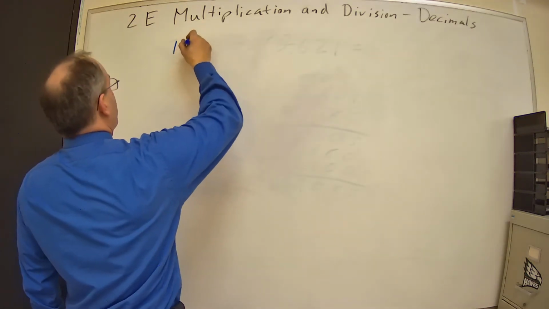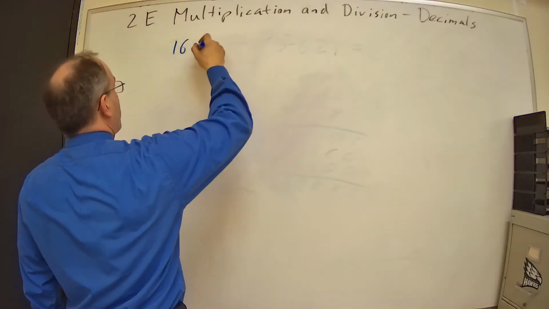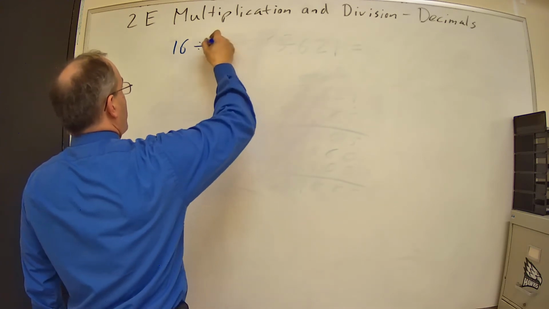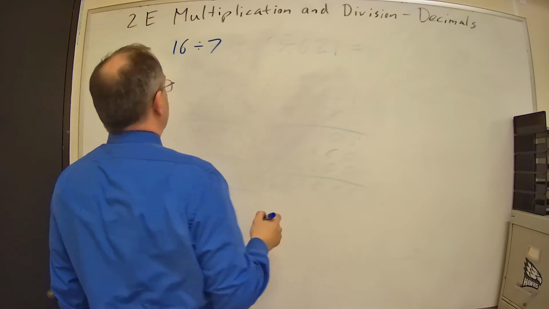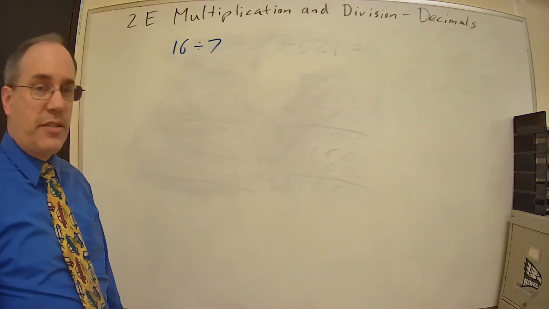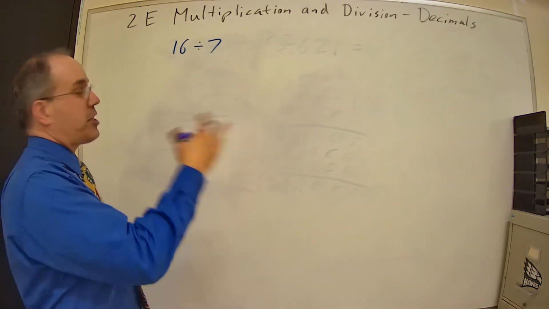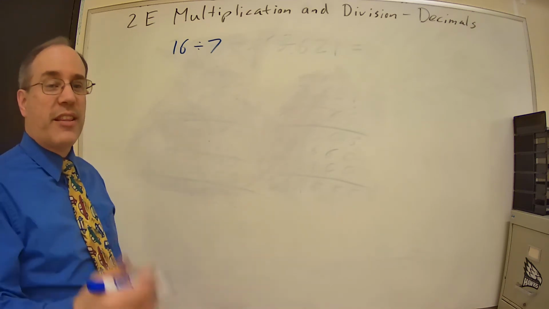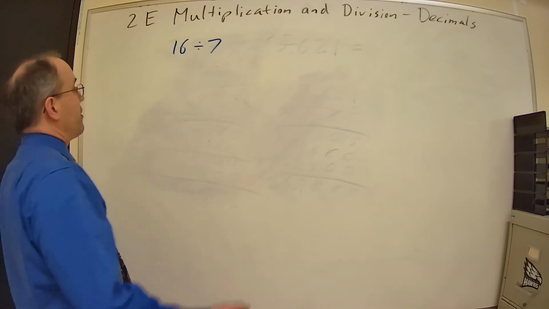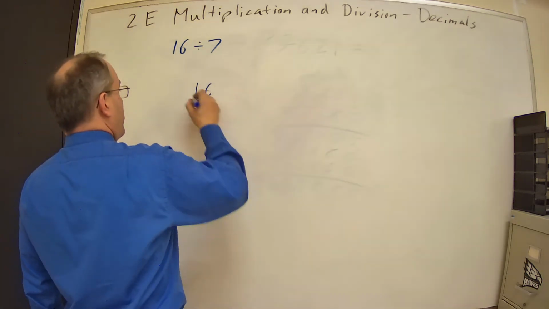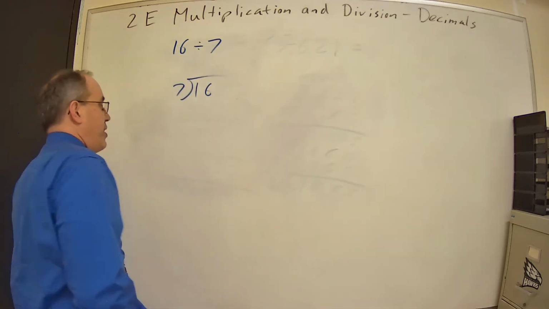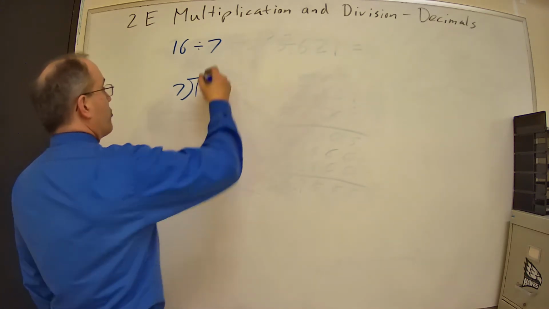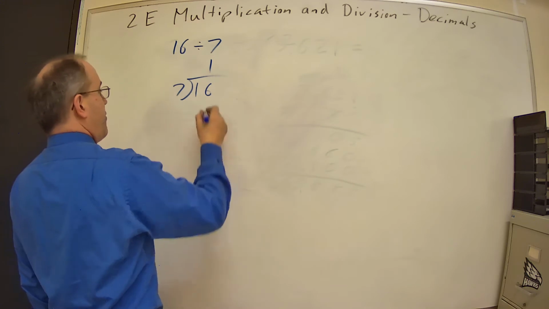So what if I have 16 divided by 7? I can tell you from experience it's going to end up in a large repeating decimal, but we're going to get the process here. Okay, so 16 divided by 7. How many times does 7 go into 16? It goes in once. 1 times 7 is 7.